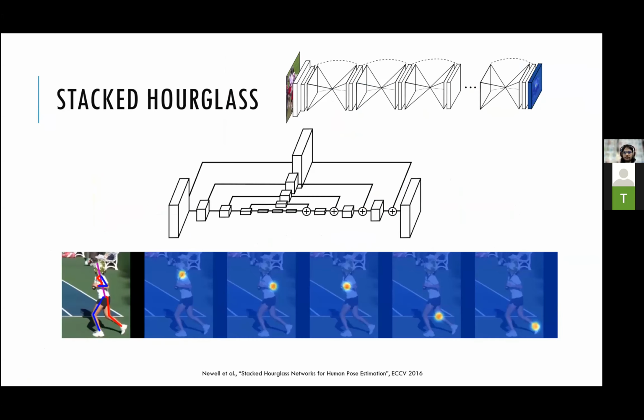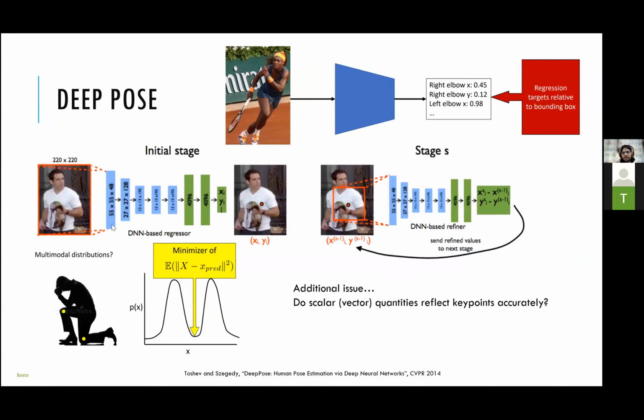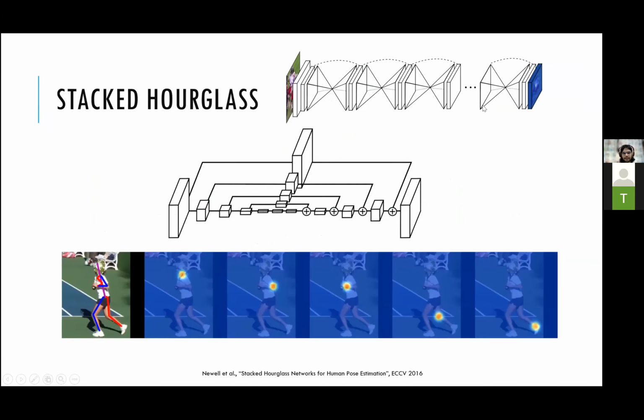So to circumvent that, how the community moved is that they considered heat maps. Now we don't have single scalar values like 0.45, 0.12, 0.98. Instead, we plot these nice Gaussians and we tell the model that, you know what, these particular corresponding parts are the joints.